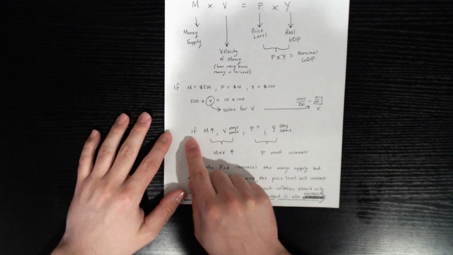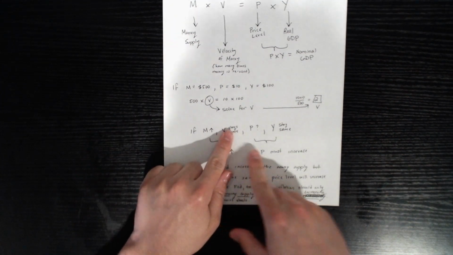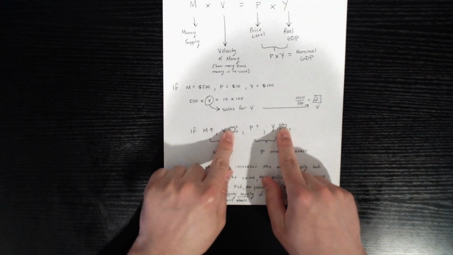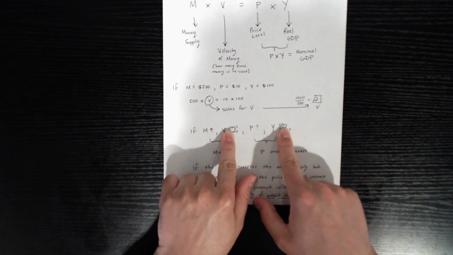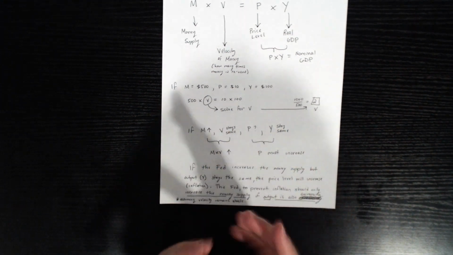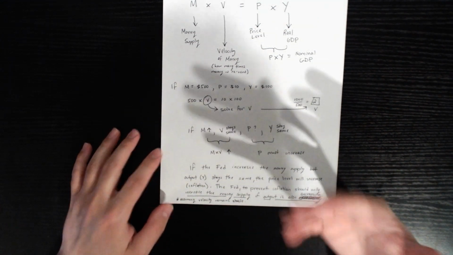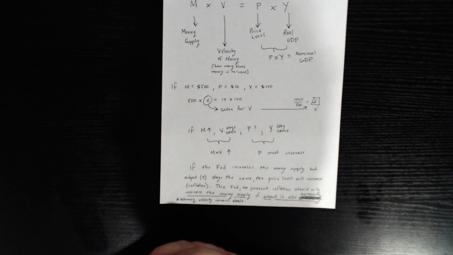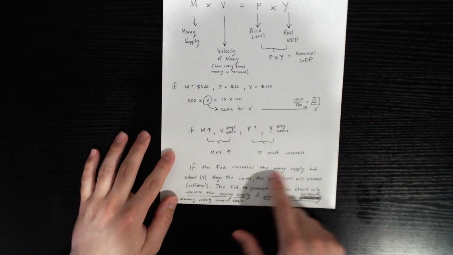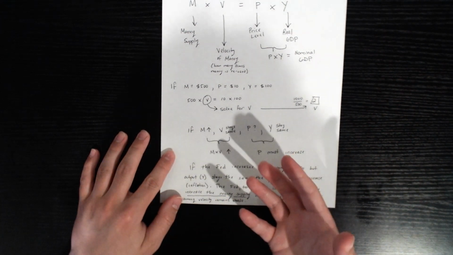Here we can see that if the money supply increases, velocity stays the same, and real GDP stays the same, then by increasing the money supply, the price level is going to end up going up, leading to inflation. So the Fed should be very careful when changing the money supply. If the Fed increases the money supply but GDP stays the same, the price level would also increase.